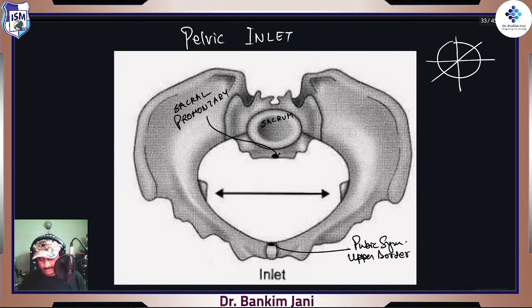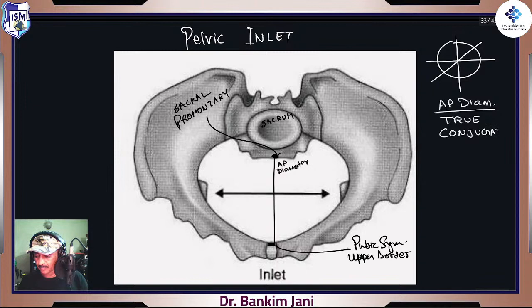It is not straight. This is better. This is AP diameter, right? Antero-posterior diameter, because things are curved. Now there is another name for this AP diameter. I'll write it on the side so as not to mess up the figure. So this AP diameter is also called the true conjugate.